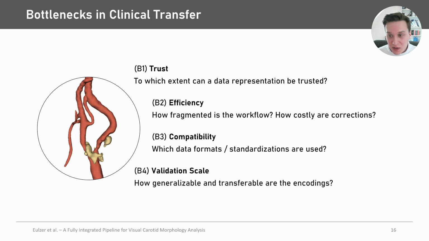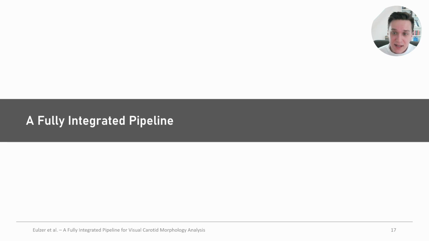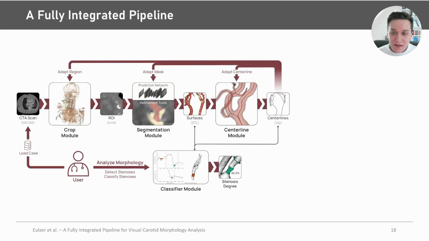This is often overlooked. In many studies, we only have a handful of example data sets that are used during development. And these can lead to biased algorithms that then scale very badly when new data is introduced. The question we asked is how can we approach these bottlenecks using the example of carotid morphology analysis.